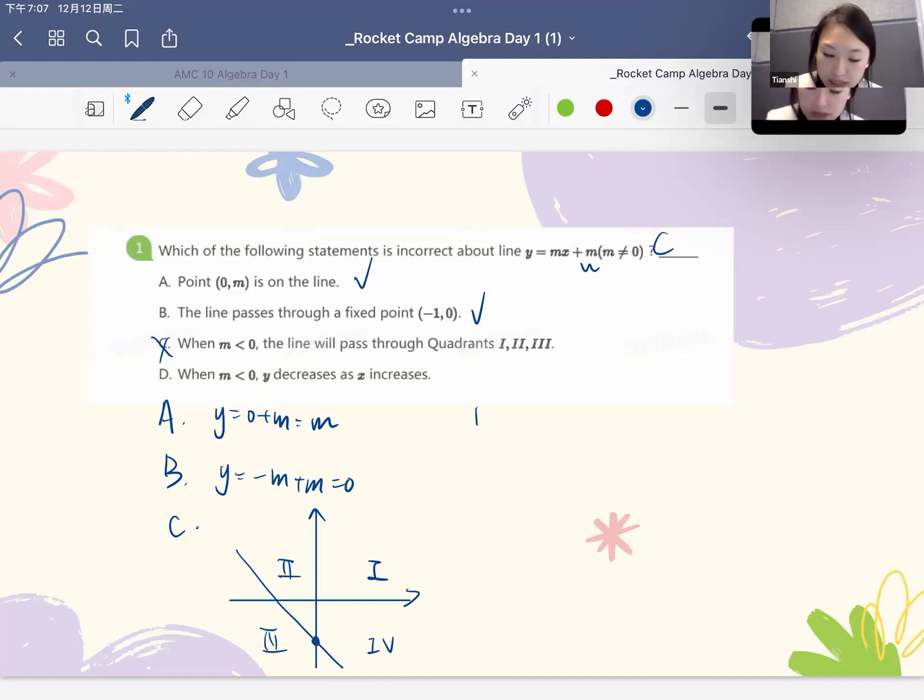And let's try for D together. So D, we know that when m is negative, then y decreases as x increases. Right, so if m is negative, it means that we have a negative slope. So the value for y will decrease as x increases. So D is also correct. So for this question, as long as we are familiar with some characteristics of the linear equation, we are going to solve this one correctly.